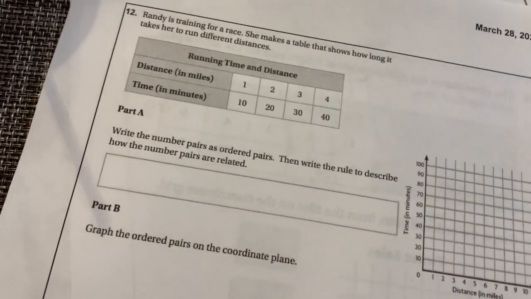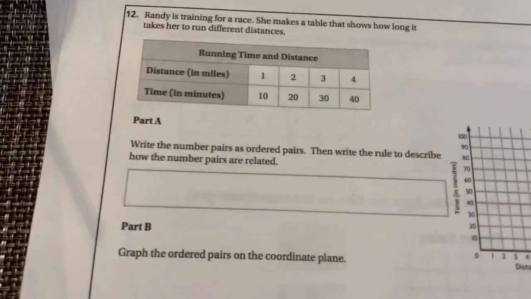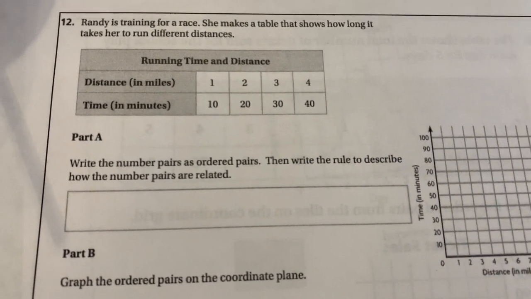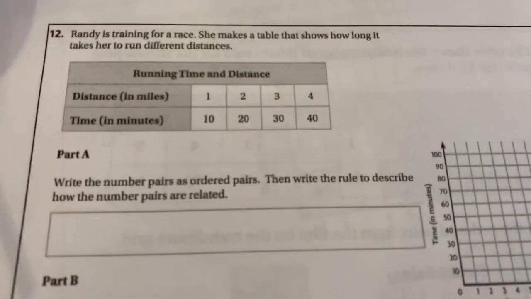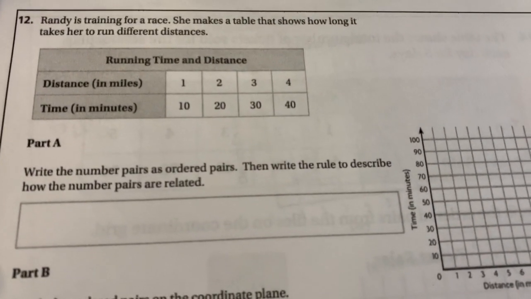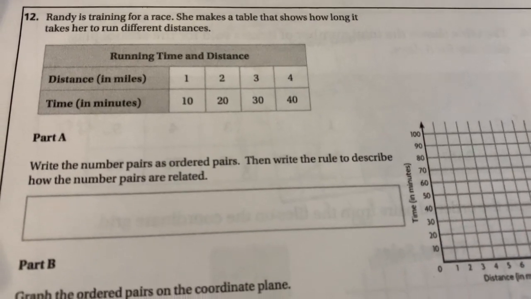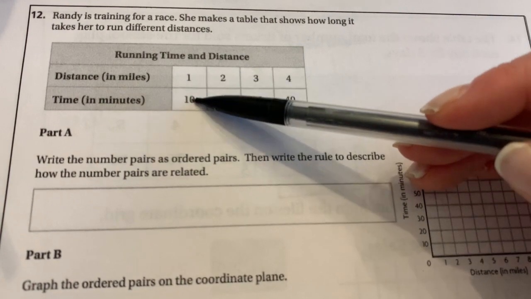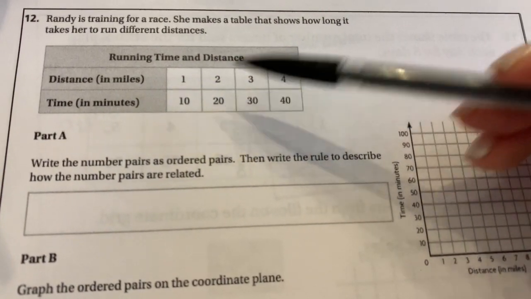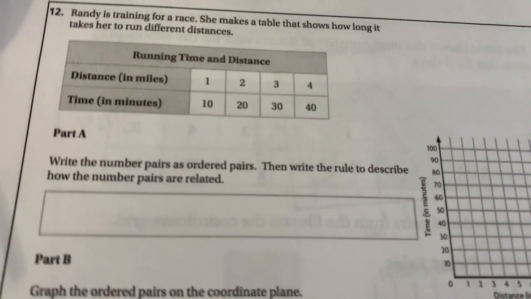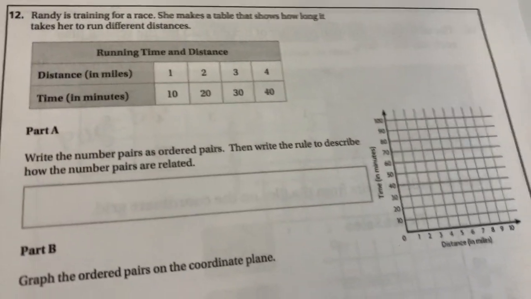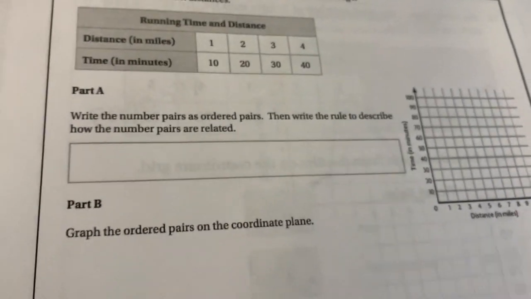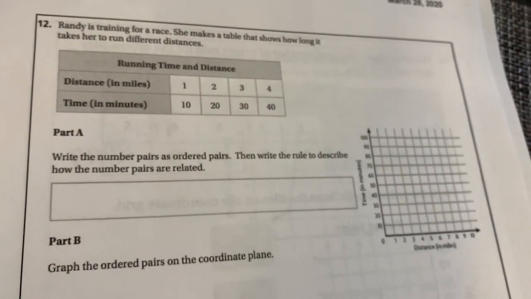After number 10, we skip over to 12. What we're looking at here is a table, and we're also going to graph the table. Randy's running a race. She makes a table that shows how long it takes her to run different distances. Here we can see in 1 mile, it takes her 10 minutes, 2 miles, 20 minutes, and so on. First we're going to write the number pairs as ordered pairs, and then we're going to decide what the rule is. You may already see what the rule is, but first let's write them as pairs.